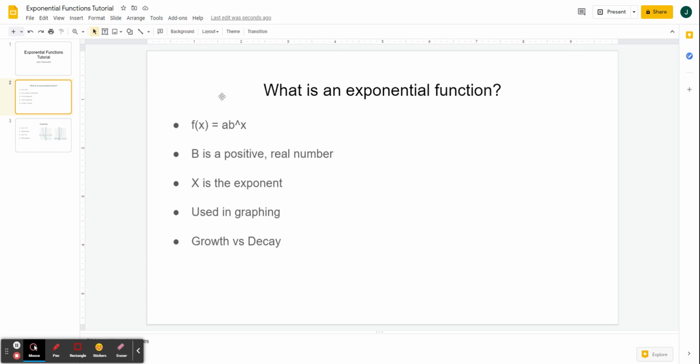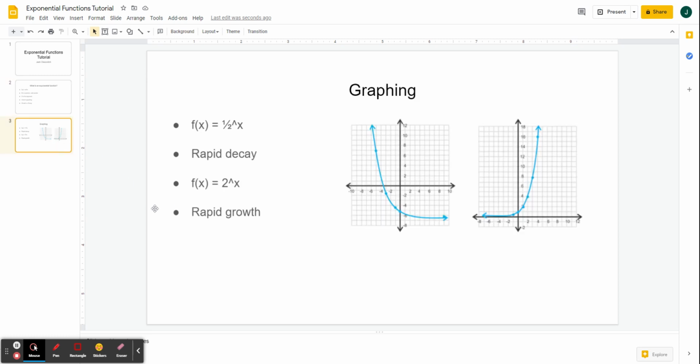So it's just the function that f of x equals a times b to the power of x, where b is always a positive and real number, and unlike the other equations, x is actually the exponent in this one. And like I said, it's typically used in graphing, and the main point of exponential functions that I'm mostly going to be focusing on is the idea of growth versus decay.